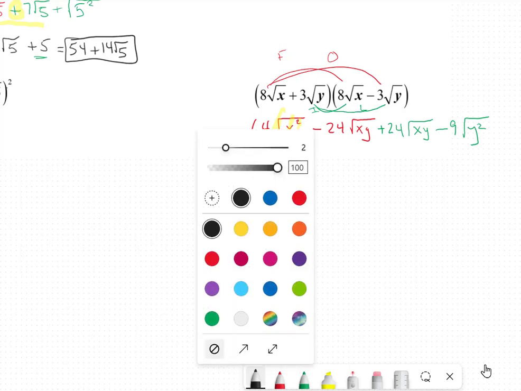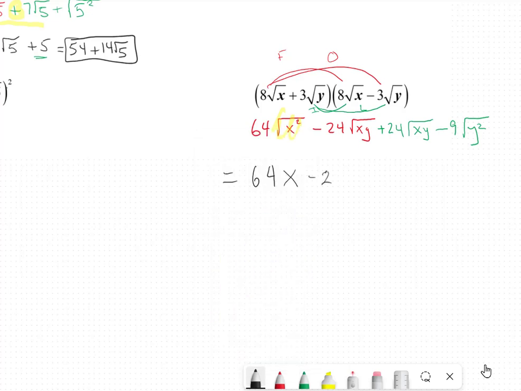Now, I'm going to save this for later. Minus 24 square root of xy plus 24 square root of xy. And then lastly, minus 9. And then I have another square root. I can simplify the square root of y squared, and that's just the variable y.